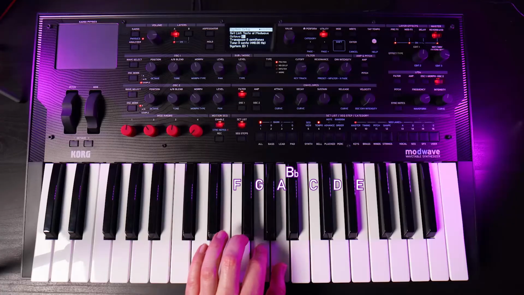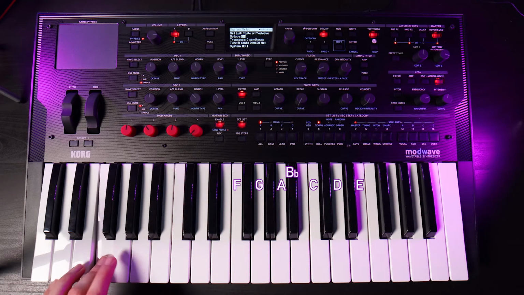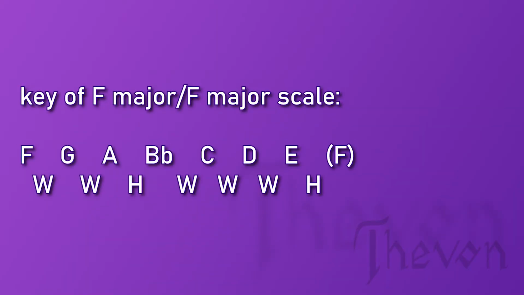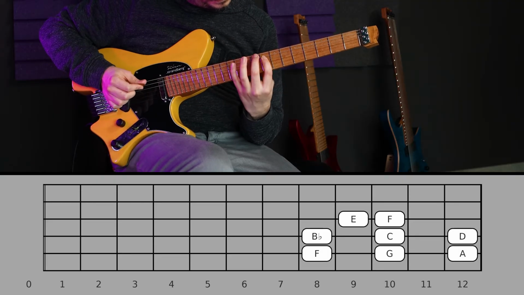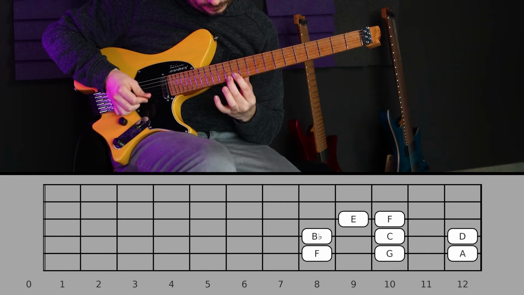Now let's try and figure out which tones belong to the key of F major. Now we know that for the key of F major we have these tones: F, G, A, B flat, C, D and E. This collection of tones is what we call the F major scale.